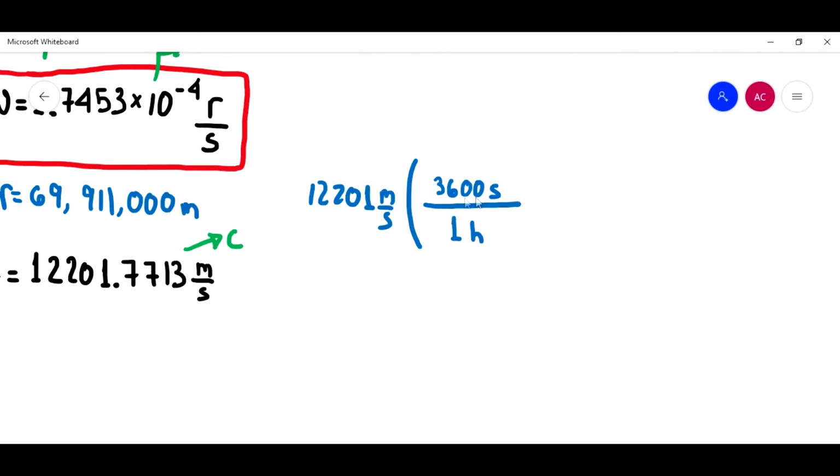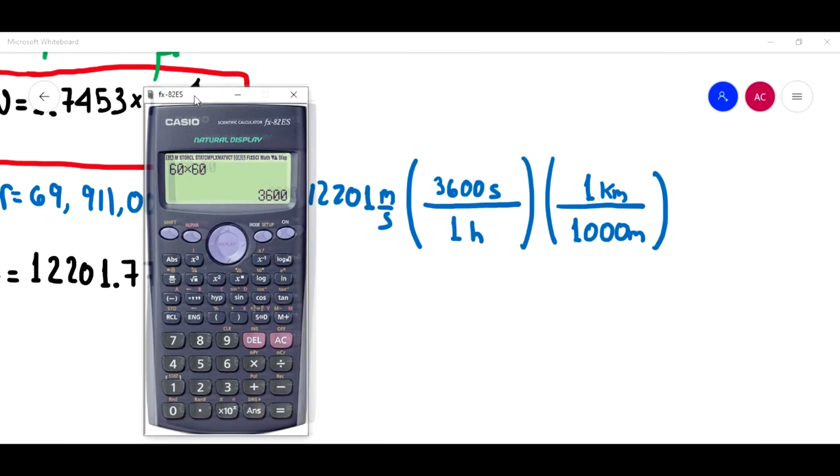Yes, that's it. Okay, and now meters, I got meters here, so I'm going to write that 1 kilometer is 1000 meters. Okay, so how much is that?